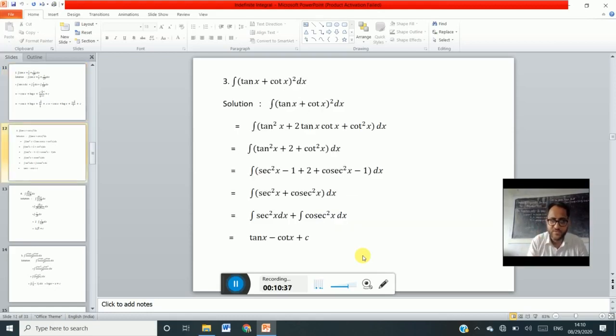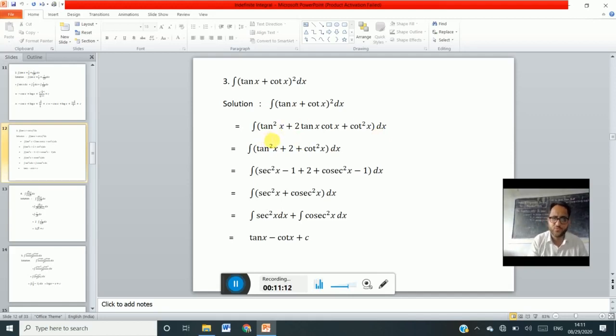What is the next one? C. Integration of tan x plus cot x whole square, right? So how do we find it? We are given the square term f of x plus g of x whole square. So first of all we have to simplify this one. We have to simplify this square by using the formula a plus b whole square. We know that a plus b whole square is a square plus twice ab plus b square. So here a is tan x, so tan square x plus twice tan into cot plus cot square x, right?